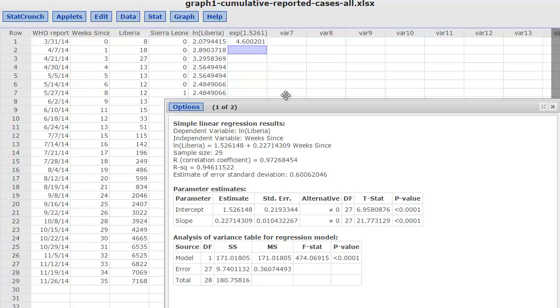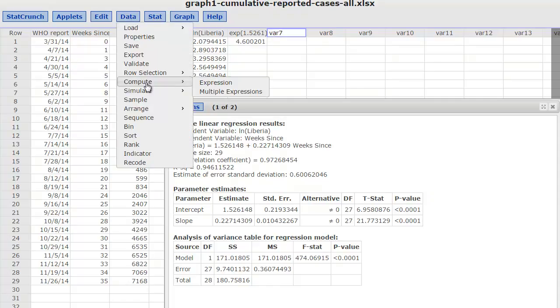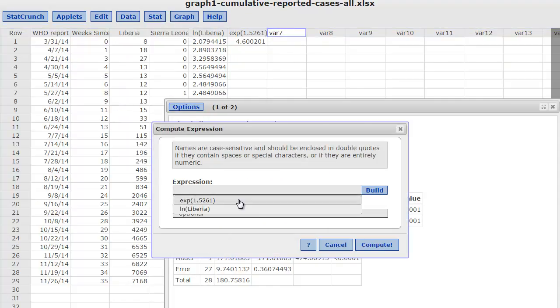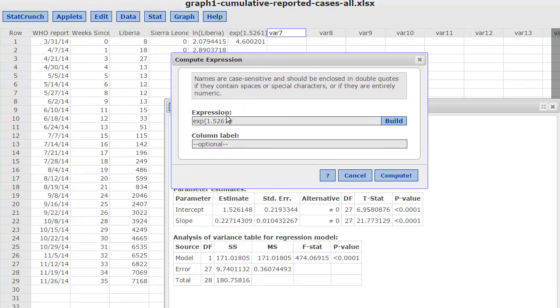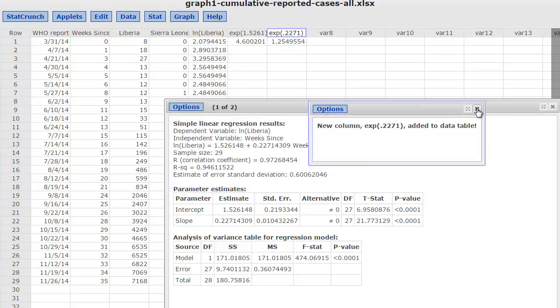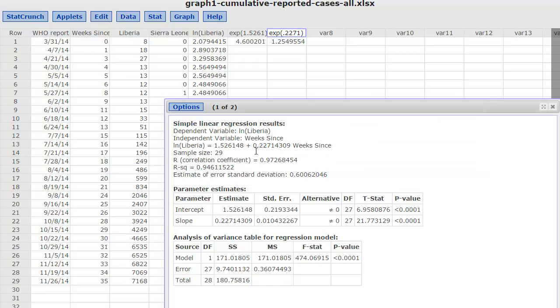Okay? And so now what do I want to do? Now I want to do var 7, and I'm going to hit data and compute the expression, and instead of doing the exponent of the 1.526, I'm going to do the 0.2271 and click compute, and there it is. And this is my rate of growth, right? This is my rate of change for my linear regression. So now this up here, this is my growth factor. So it's 1.2549. So basically it's a 25% increase in cases in Liberia each week.